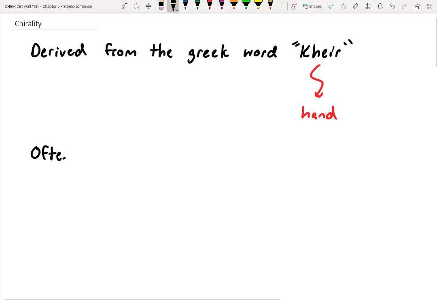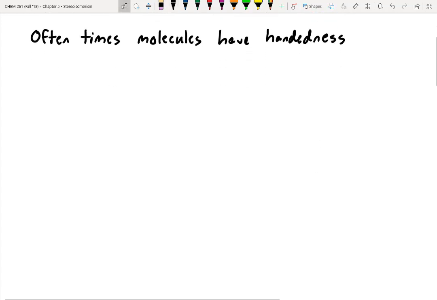So I'll write oftentimes molecules have handedness. And so I'll show you an example of this. And this can be really abstract and three-dimensional. So if you have a model kit, this is where they come in handy. So let's just take a simple one. It's a tetrahedral carbon.